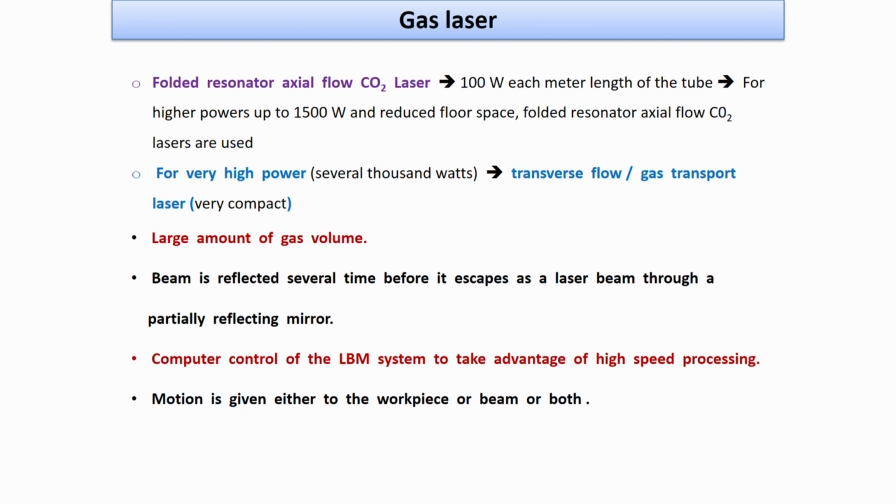For very high power, several thousands of watts, a transverse flow gas transport laser, which is very compact, is used. A large amount of gas volume is required. The beam is reflected several times before it escapes as a laser beam through a partially reflecting mirror. Computer control of the laser beam system is used to take advantage of the high speed processing. Motion can be given either to the workpiece or to the laser beam nozzle.